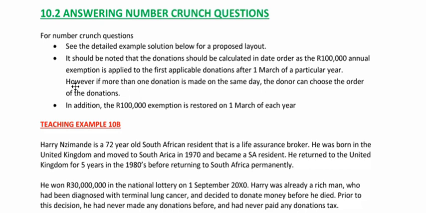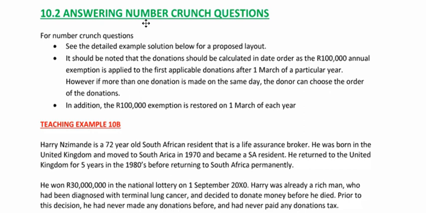The other thing is, if there's more than one donation made on the same day, the donor can choose the order of the donations for that day itself. The question will normally be explicit with that. It says, in addition, the 100,000 exemption is restored on 1 March of each year. So here's teaching example 10b. What I'd like you to do is try to do this example. It should take you round about half an hour to 40 minutes to do. Once you've done this example, come back to this video and we'll go through the example. It should determine whether you understand all of the number crunching for donations or not. Please don't look at the solution.